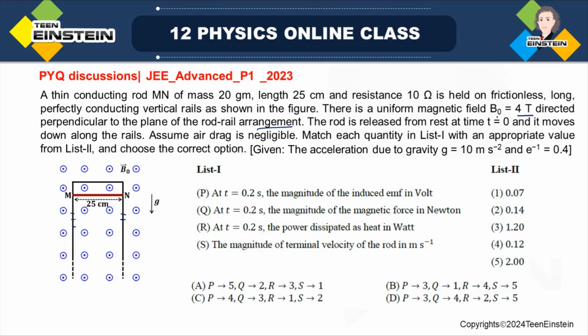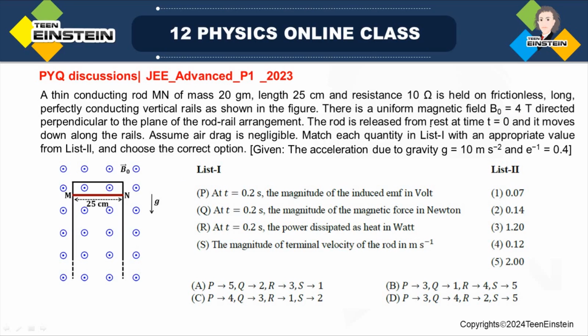There is a uniform magnetic field B0 which is equal to 4 Tesla, directed perpendicular to the plane of the rail-rod arrangement. So if we take this rail-rod arrangement in the plane of the paper, then the magnetic field is perpendicular to the plane of the paper and it is coming out of the plane of the paper, which is represented by the dot inside the circles here.